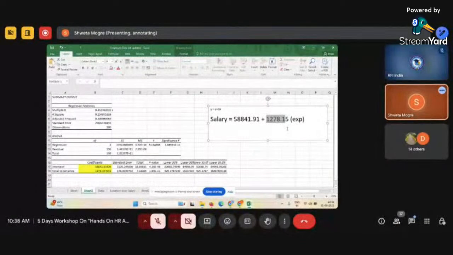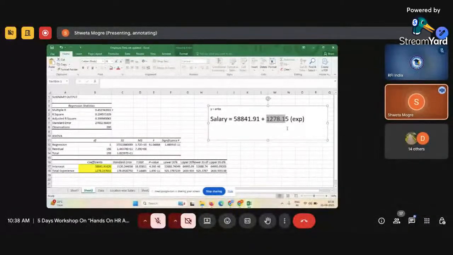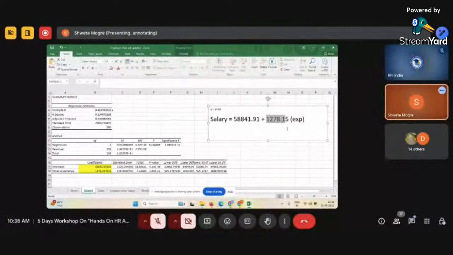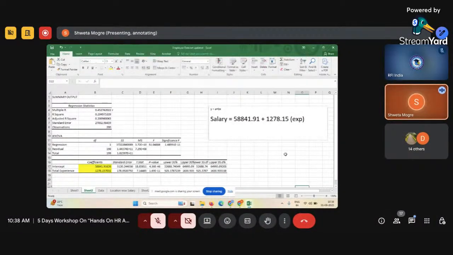Is it clear? Experience will increase, salary will increase. Experience will decrease, salary will also decrease. Is it clear? Yes, ma'am. Okay. Now, what is the meaning of intercept?